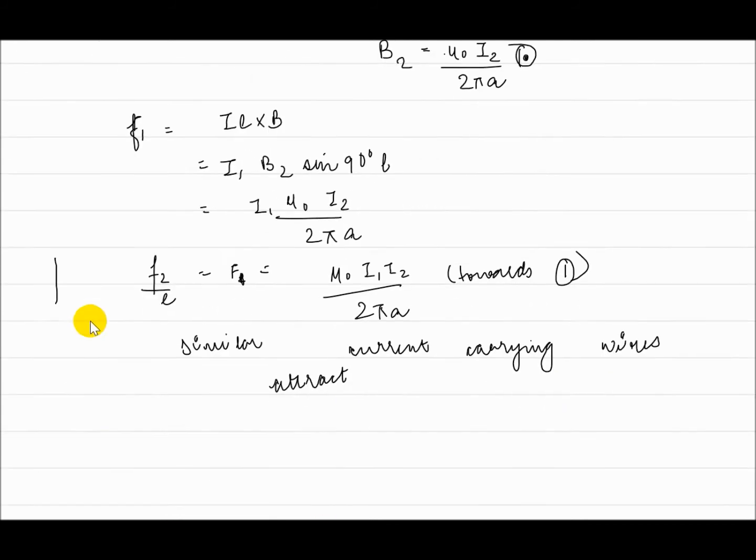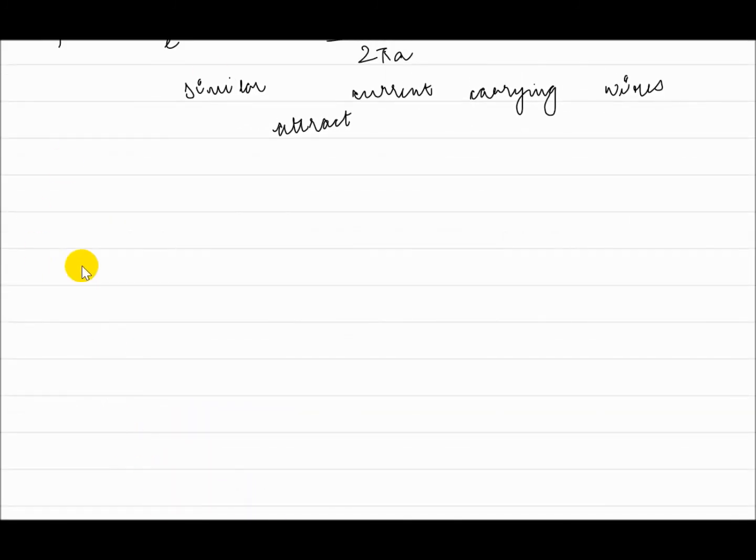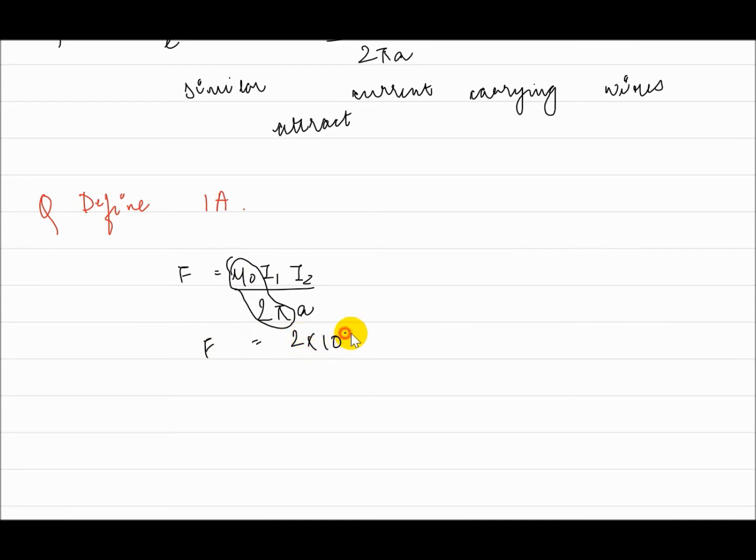Now we'll define 1 ampere. There's a very important question. Define 1 ampere. So as we know, the force is μ0 I1 I2 upon 2 pi A. We know that μ0 by 2 pi is equal to 2 into 10 to the power minus 7. We'll take I1, I2 and A as 1, 1 and 1.